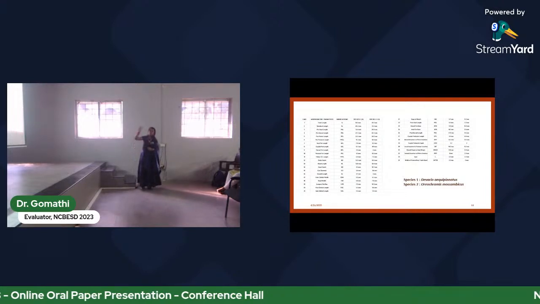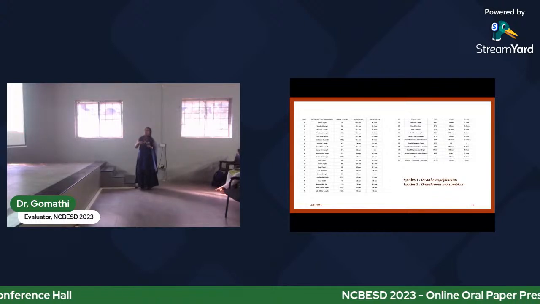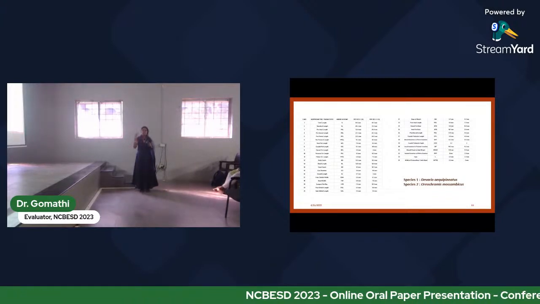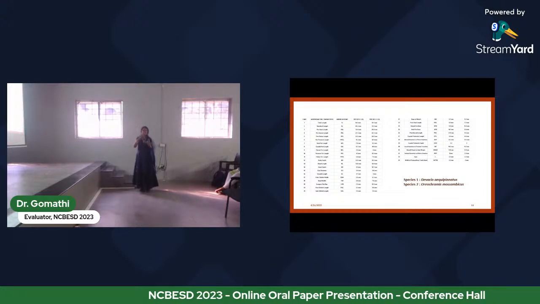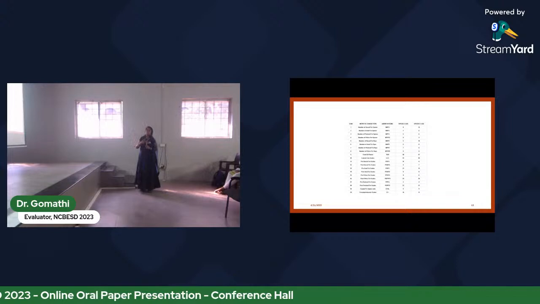First, I took the total length of the species from the mouth to the caudal fin, and second is the standard length. Likewise, each character was measured. These are the meristic characters. There are 20 characters which I have taken.